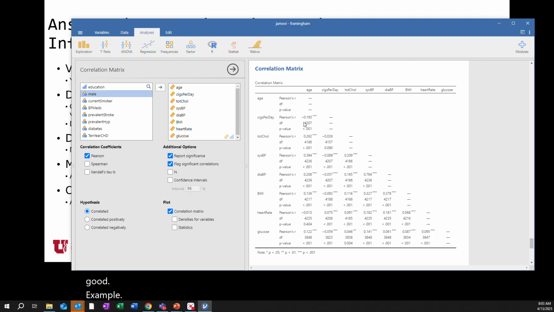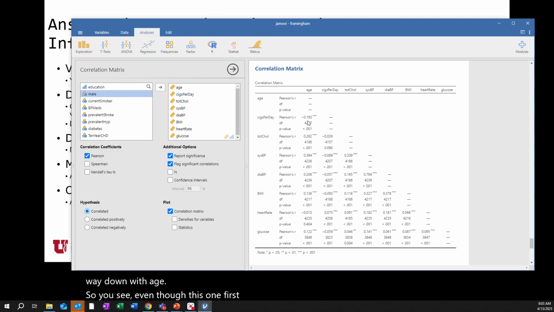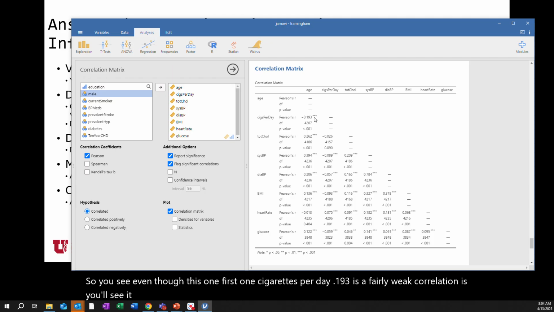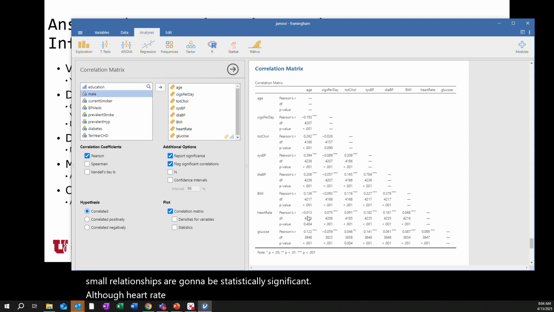All right, as we look at these, probably easiest to start with the columns and just work our way down with age. So you'll see, even though this first one, cigarettes per day, 0.193 is a fairly weak correlation, you'll see it's statistically significant. Not surprising, we have 5,000 rows of data here, so even small relationships are going to be statistically significant. Although heart rate, between age and heart rate, that's really small. That's not statistically significant.